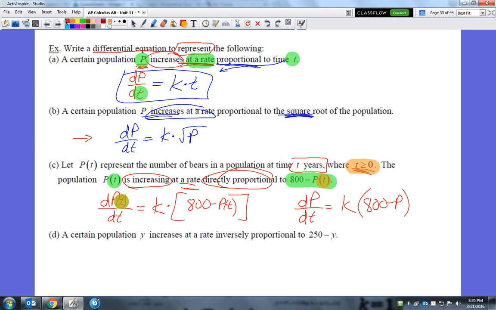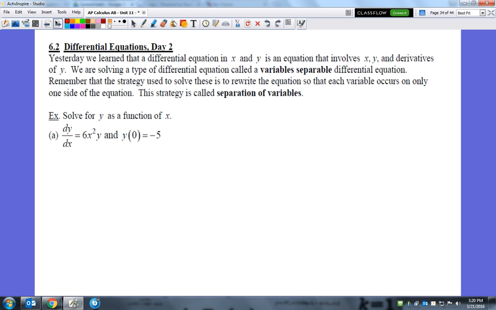Alright, so a certain population y increases at a rate, again, that is interpreted as a rate, so it's dy dt. This time it's inversely, so we're not going to multiply onto k, we're going to divide. We're going to take k, we're going to divide by whatever it is that they say afterwards. And what they say afterwards here is the 250 minus y piece. So there would be dy dt is equal to k divided by the quantity 250 minus y. Okay? So let's go on and move to our first example.